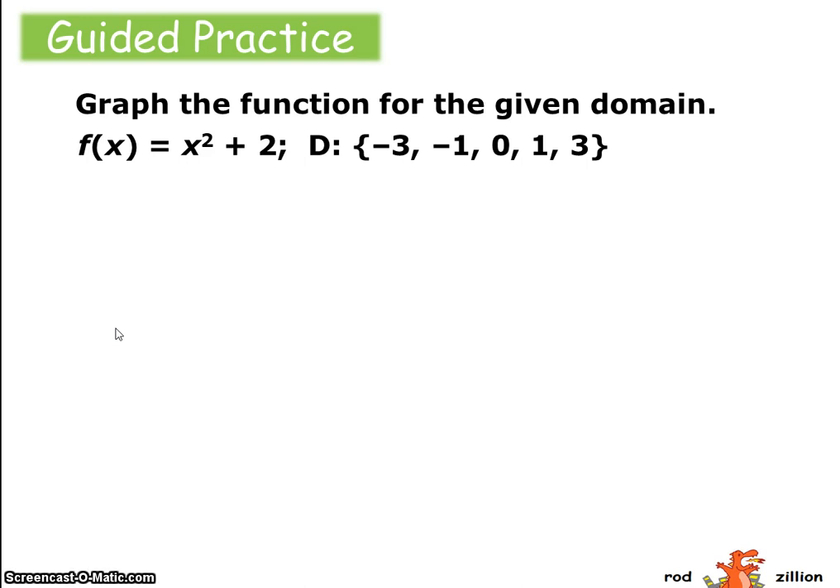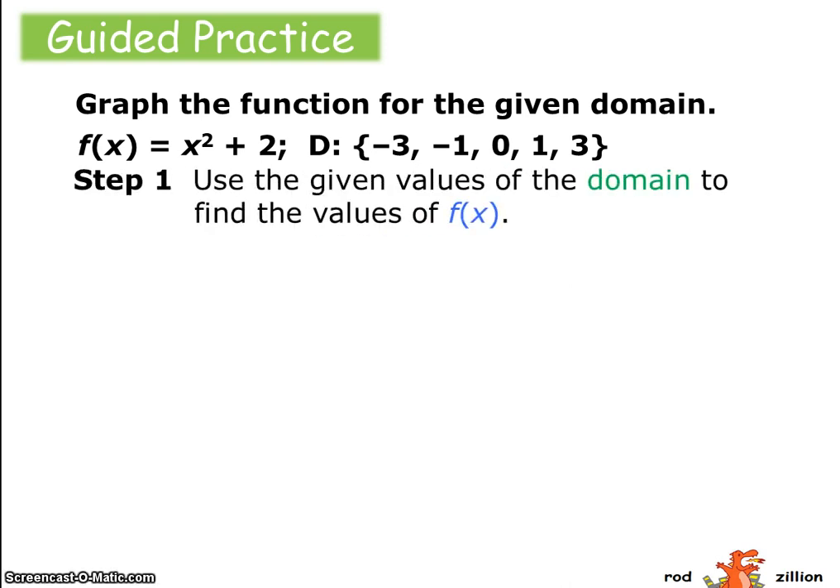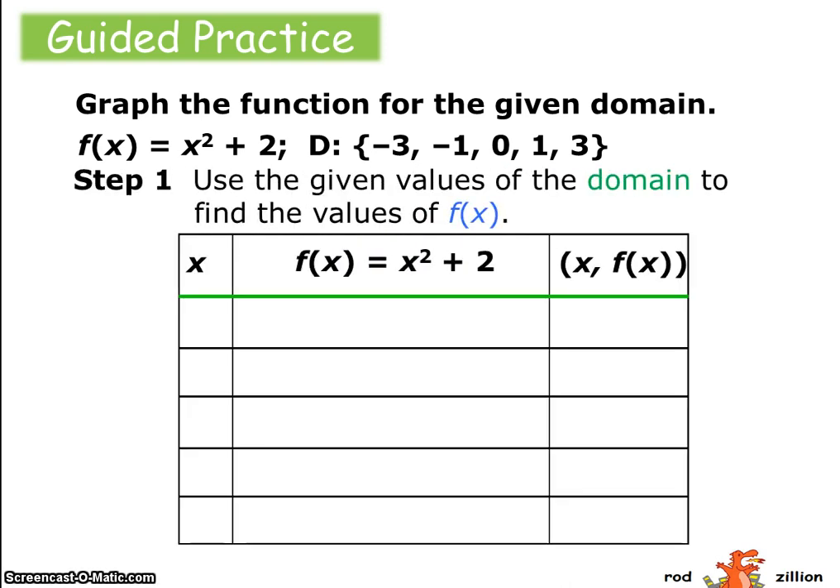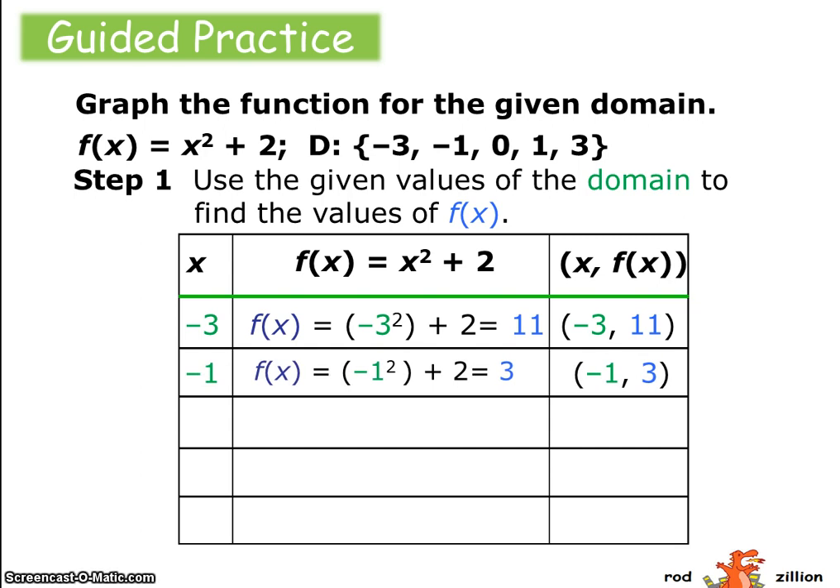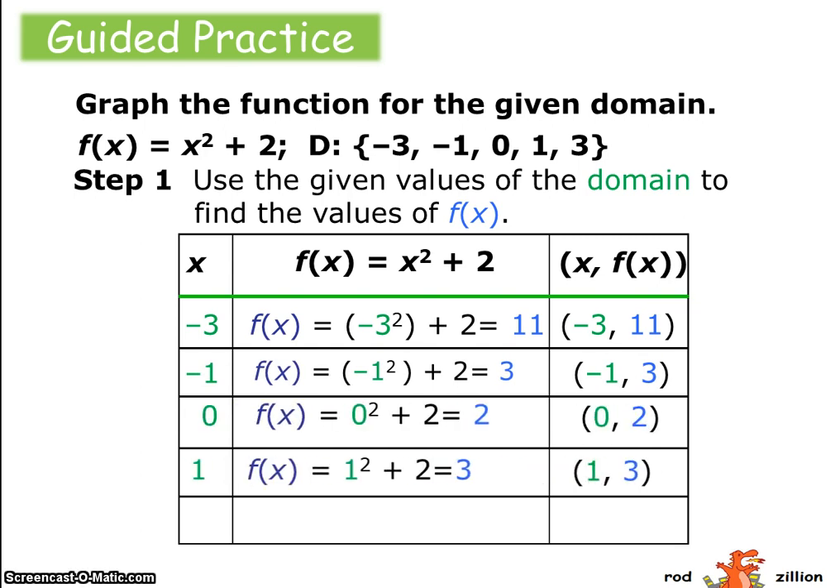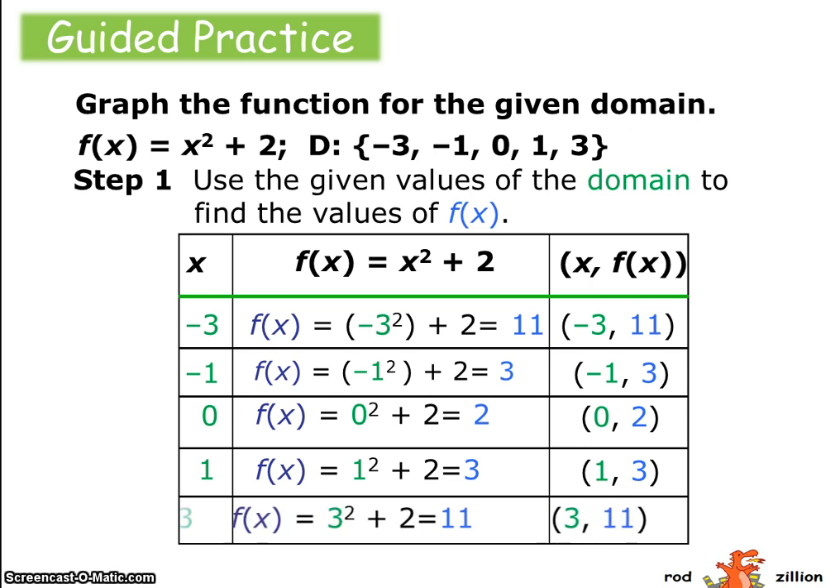Alright, so fortunately y is already isolated, so we need only sub in the values for x into the function. So when x is negative 3, y is 11. When x is negative 1, y is 3. When x is 0, y is 2. When x is 1, y is 3. And when x is 3, y is 11.